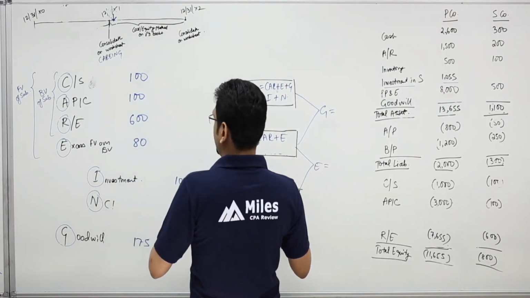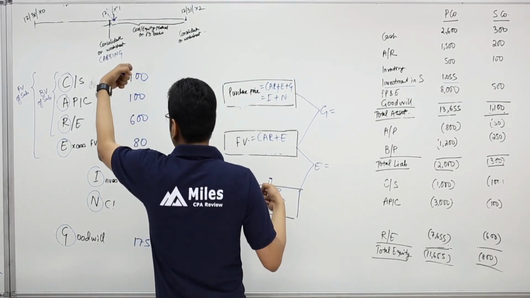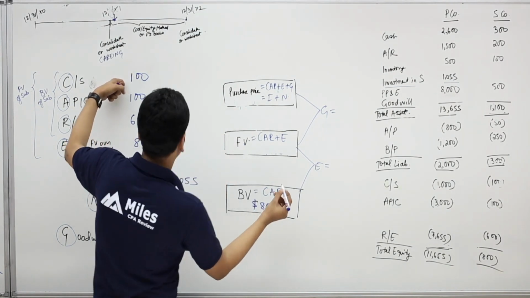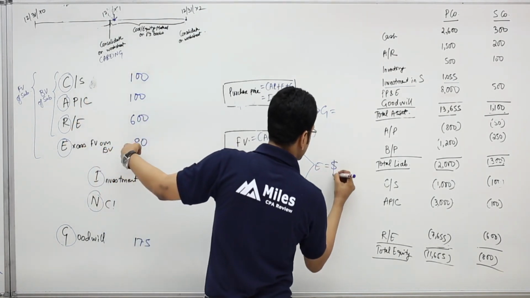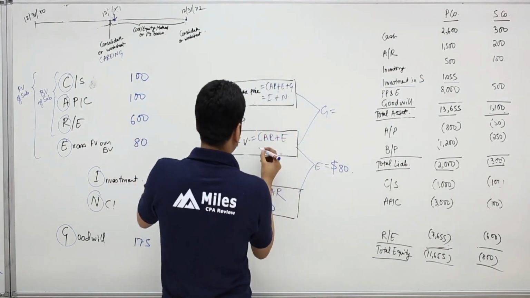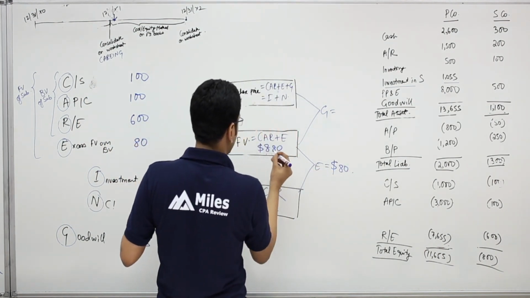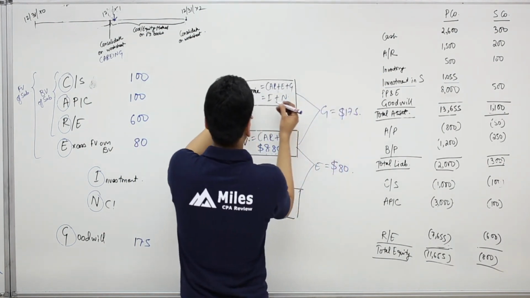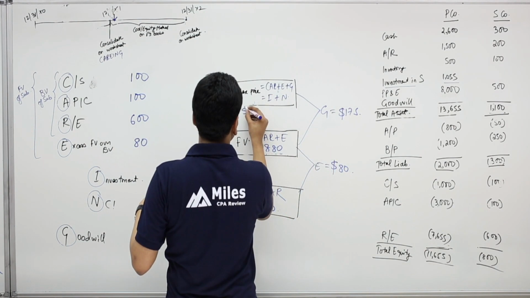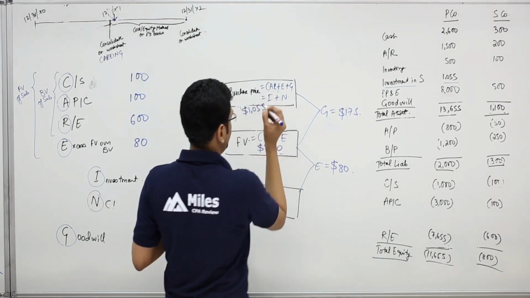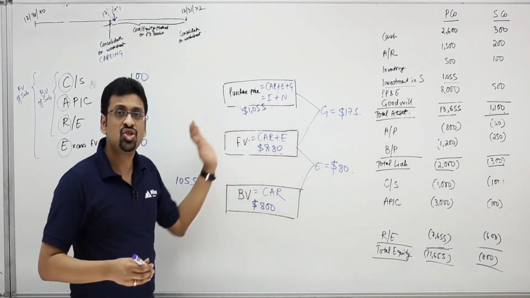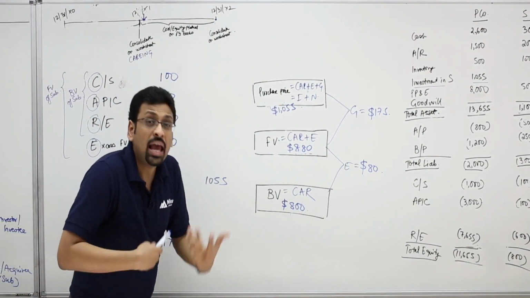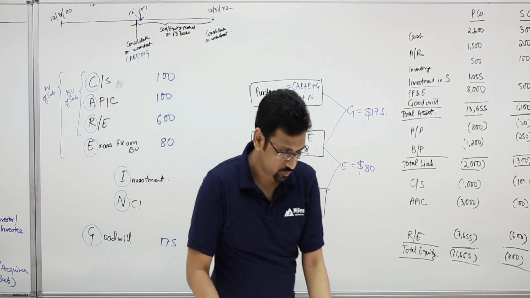So C plus A plus R, the CAR of carrying, that's $800. The excess is $80. So CAR plus E, this becomes 880. And then you got goodwill of $175. Investment calculates to 1,055. So we've built up this chart using the journal entry there. This is just a sanity check, helps you understand the way you're moving on with this.